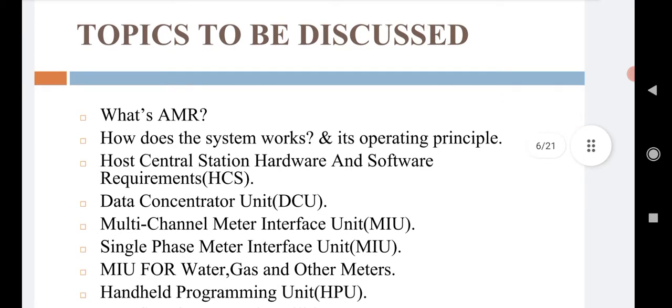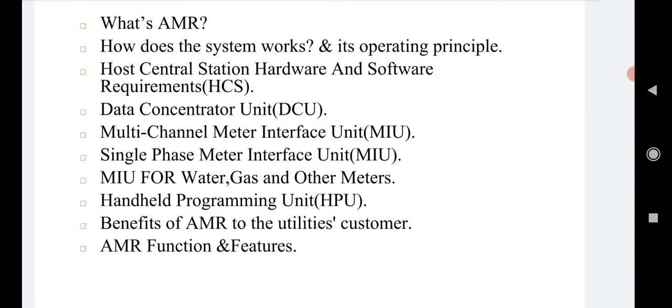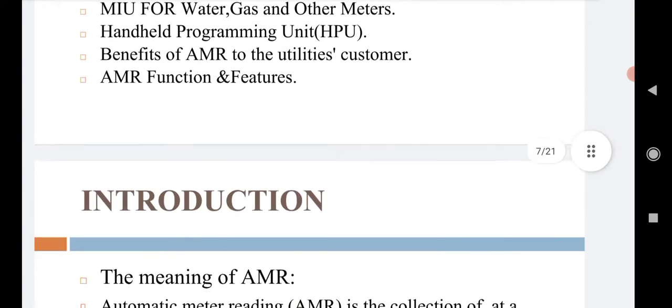First is what is AMR, how the system works, its operating principle, host central station hardware and software requirements, data concentrator unit, multi-channel meter interface unit, single phase meter interface unit, MIU for water, gas and other meters, handheld programming unit, benefits of AMR to the utility and customers, AMR functions and features.